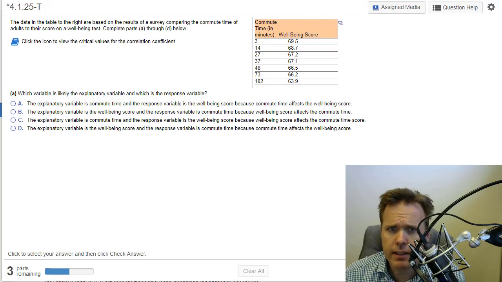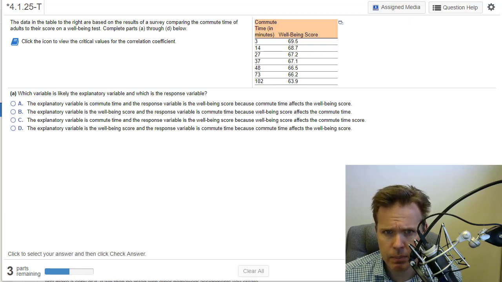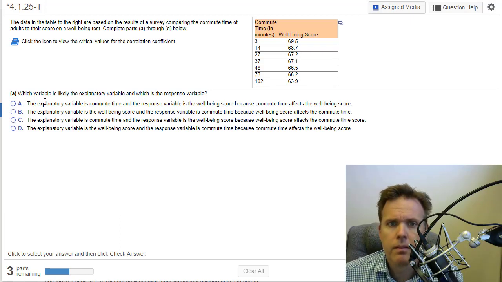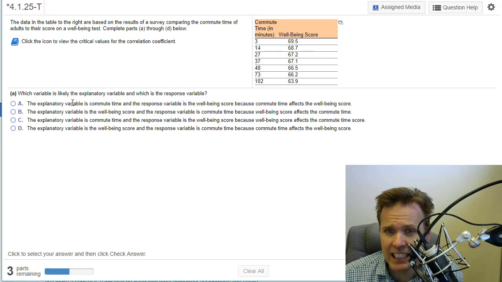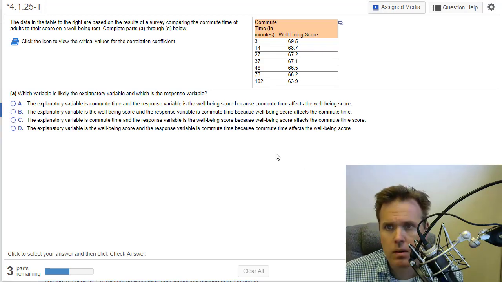So the data in the table to the right are based on the results of a survey comparing the commute time of adults to their score on a well-being test. So complete parts A through D below. Okay, so I'm just gonna look at the table. I can open that in StatCrunch in a minute. Let's see which variable is likely the explanatory variable, which variable is likely the response variable.